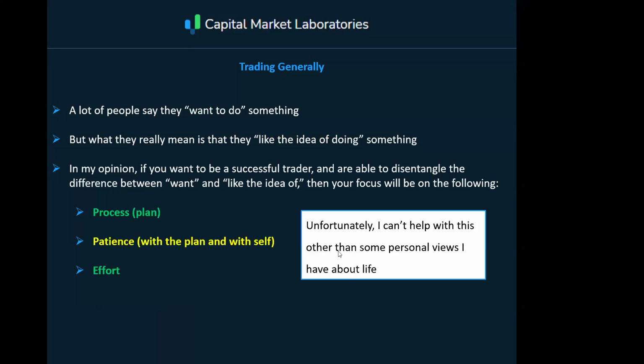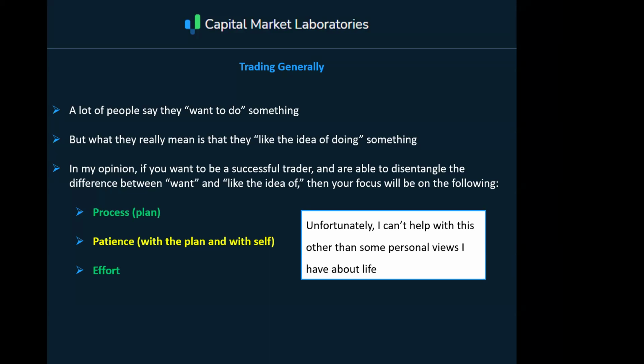Okay, so one last thing. The process and plan part, I can help with. TradeMachine can help with. The effort part, TradeMachine can do partially for you. I can't really do a lot about the patience thing. So some of us, not me, are just naturally patient people. And that's a beautiful character trait to have, honestly. And so the patience part won't be that hard for you.